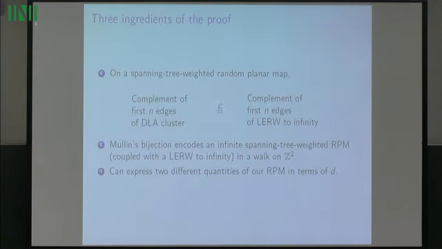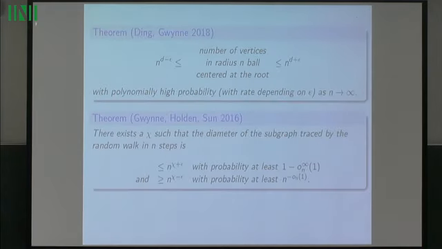Okay, so finally, this third ingredient that I will use is where this dimension d actually appears. The first place that d appears is in a theorem by Ding and Gwynne, which is that d is going to be the growth exponent for a metric ball in the random planar map centered at the root. Now the second place where d appears is in this theorem, which, you may have noticed, doesn't contain d at all here.